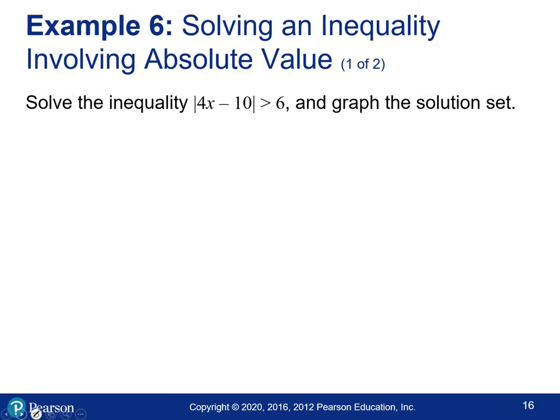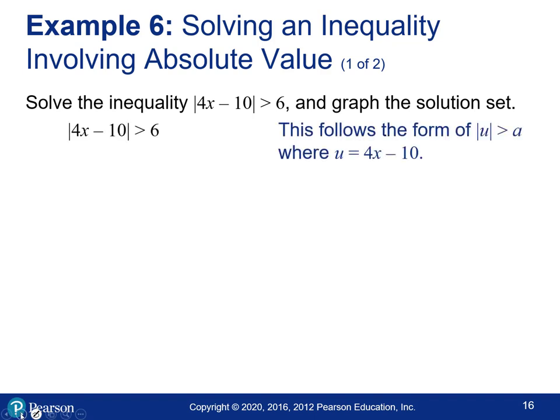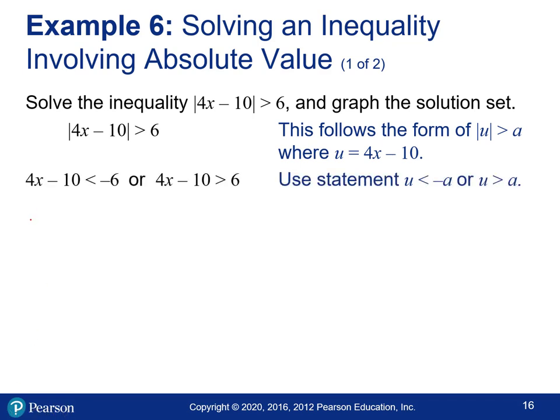Okay, so let's go ahead and solve this inequality. So we have the absolute value of 4x minus 10 is greater than 6. So we're looking for this to be greater than 6 units away from 0. And so we're going to split this up. And this time we can't combine it.